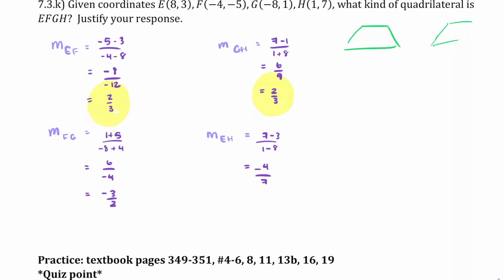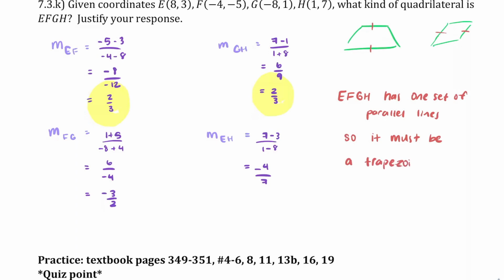Okay, with that, we can see that the shape has a set of parallel lines, right? Parallel. But then the other 2 lines aren't parallel. That is actually called a trapezoid. So we could say that EFGH has 1 set of parallel lines. So it must be a trapezoid.